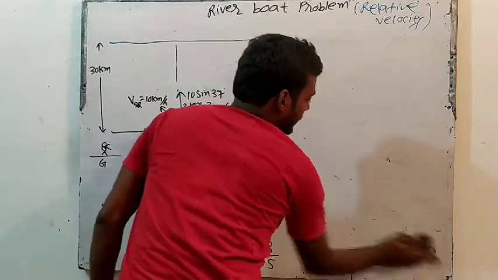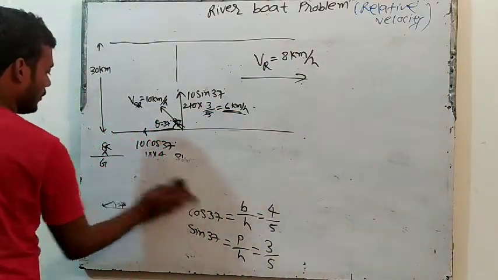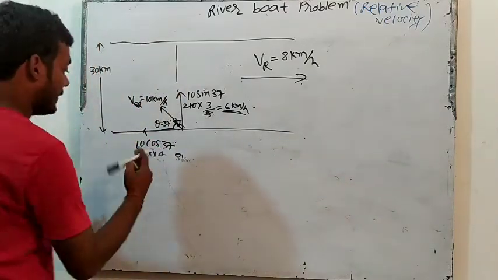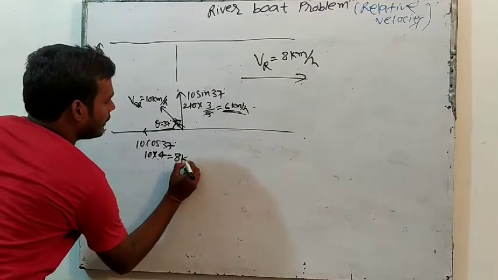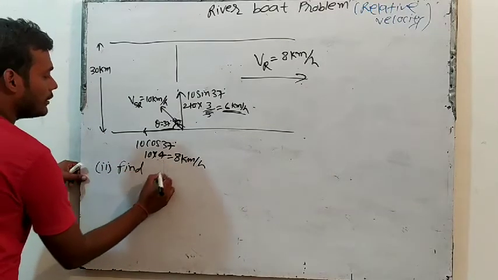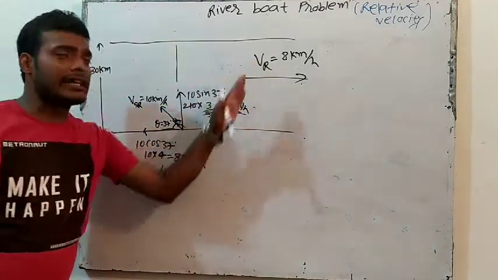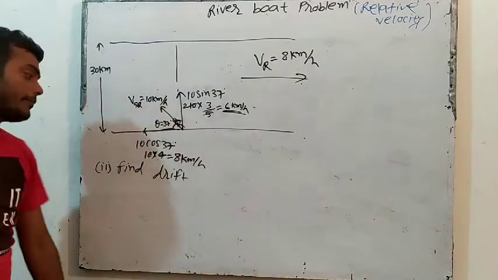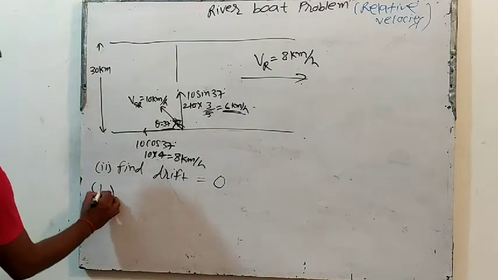Now see the second question: find drift. You know what drift is. Will there be any drift in x direction? No, because in x direction 8 and 8 will cancel, so there will be no drift in x. So drift will be 0.